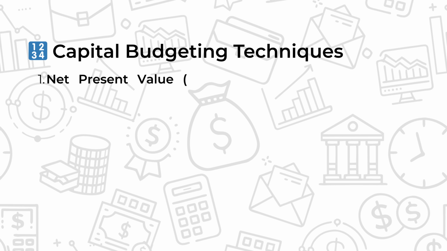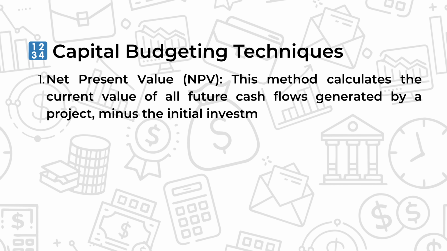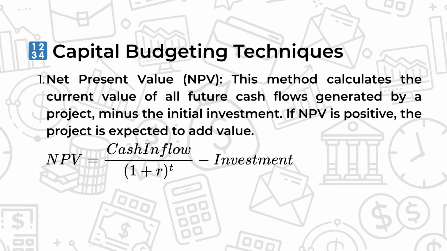Number 1. Net present value. This method calculates the current value of all future cash flows generated by a project, minus the initial investment. If NPV is positive, the project is expected to add value. The formula is NPV equals cash inflow divided by (1 plus R) to the power T, minus initial investment, where R equals interest rate and T equals time.